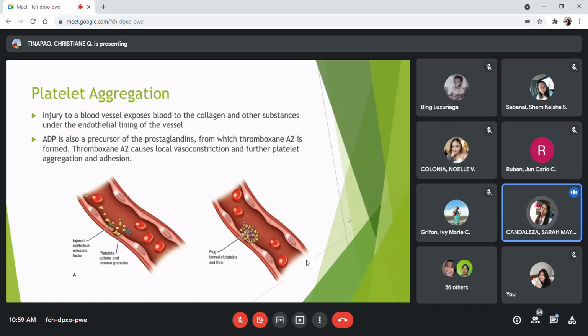So this is ADP. It is a precursor of the prostaglandins, from which thromboxane A2 is formed, and thromboxane A2 causes local vasoconstriction and further platelet aggregation and adhesion.